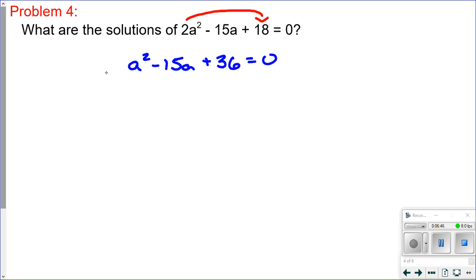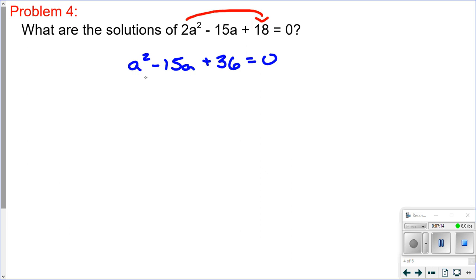Now at this point, you've got a basic trinomial, just like on the last problem. So you're looking for two numbers whose product is positive 36 and whose sum is negative 15. So to have a positive product and a negative sum, the only way that can happen is if the two numbers are both negative, because a negative times a negative is a positive, and a negative plus a negative is a negative.